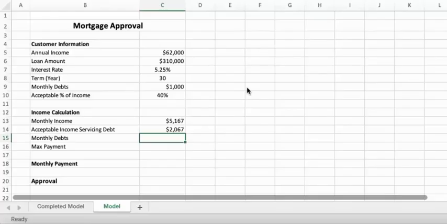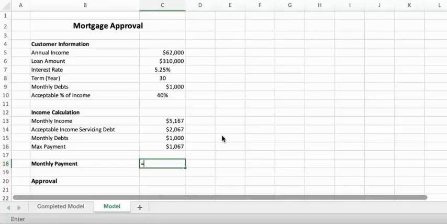So this particular applicant makes $5,100 a month, essentially, and will approve the loan as long as their total debt payments don't exceed $2,067. Monthly debt, I'll just pull that directly from above. So their maximum payment on this loan is going to be the difference between what will allow them to pay for all of their monthly debts and what their monthly debt is for everything else. So what they can afford for a mortgage payment will be the difference between those two totals, or they can afford a mortgage payment of $1,067 a month.